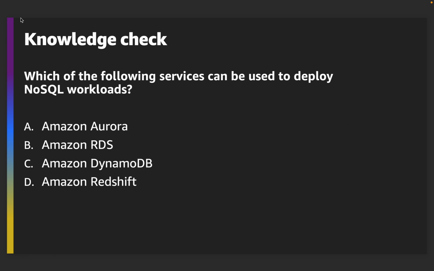Now, knowledge check. Which of the following services can be used to deploy a NoSQL workload? Aurora is not NoSQL. Amazon RDS, no. Amazon DynamoDB, yes. Redshift, no. So I think C.